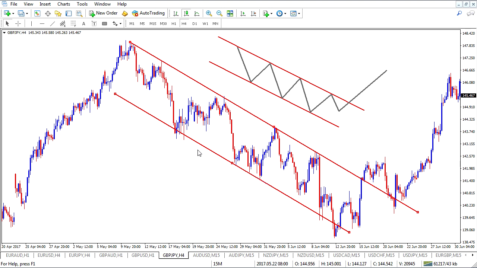Now there's ways to trade this. Now there's 3 different ways. What we're looking for are long trades as the price gets to the bottom of the channel. What we're looking for are short trades as the price gets to the top of the channel. And we're also looking for a potential long trade when price breaks out of the channel and moves upwards.